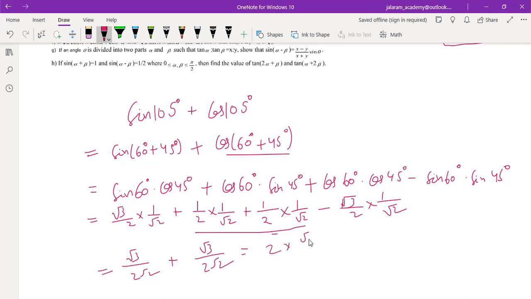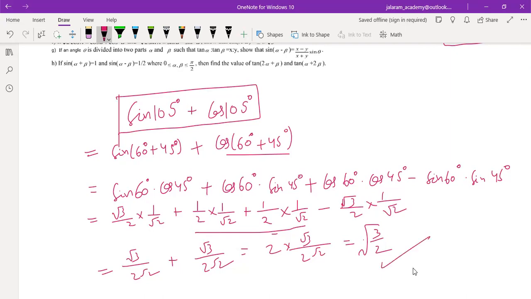2 into, it means root 3 over 2 root 2. So 2 cancelled out, it is root 3 by 2. So the value of sin 105 degree plus cos 105 degree is root 3 by root.